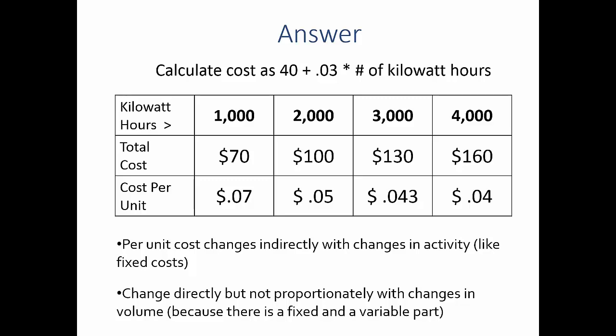Likewise, the cost per unit goes down as volume goes up, but that's not proportionate either. So recall, with the fixed cost, the cost would go down proportionately. With the mixed, it goes down but not proportionately. So take a minute and note the effect of changes on your handout there.